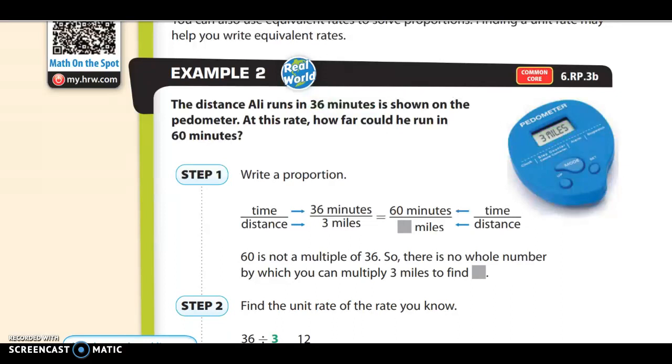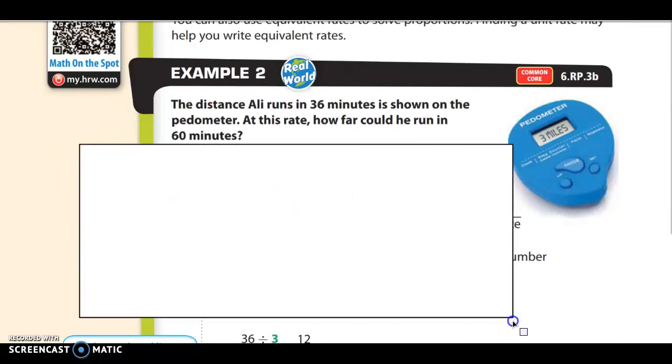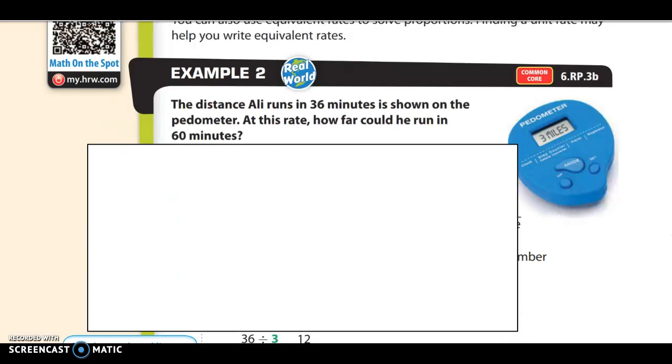It says write a proportion. We're going to take the information 36 minutes, and we're going to put it over 3 miles. That's right here. And then, if you tried to just multiply 36 by something to get to 60, it doesn't work. So, what do we do here? I'm going to make a whiteboard for myself. I'm going to show you what I would do, because this isn't really that hard when I show you how to do it.